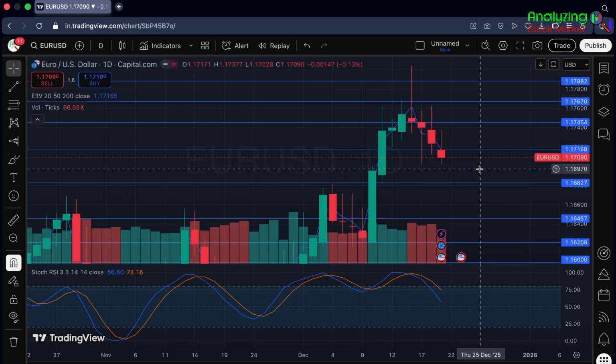Also, this will help you to take better stop loss and target levels as well as make your decision better and clearer.